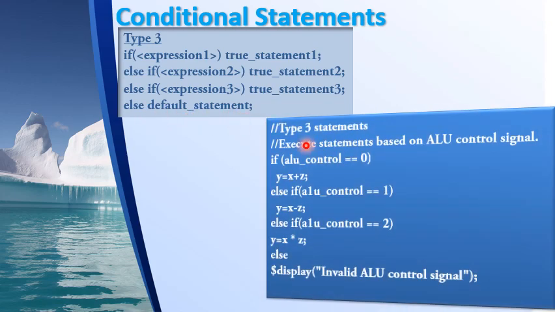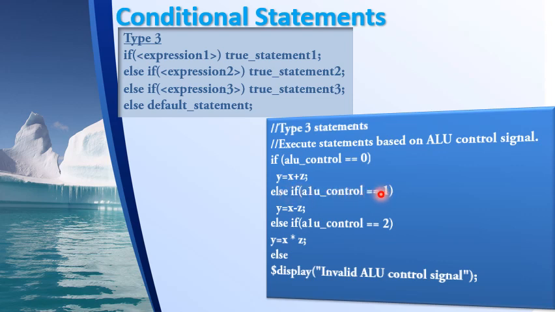Example of type 3 statement, this is to execute statements based on some ALU control signal. So there is some ALU control signal, and for different values of this ALU control signal, different operations are to be performed. So first it is checking if ALU control is equal to 0. If it is true, then y equal to x plus z. Else if ALU control equal to 1. So the control will come to this statement only if the ALU control is not equal to 0. So if it is not equal to 0, it can be any non-zero value. So now I want to check whether it is equal to 1.